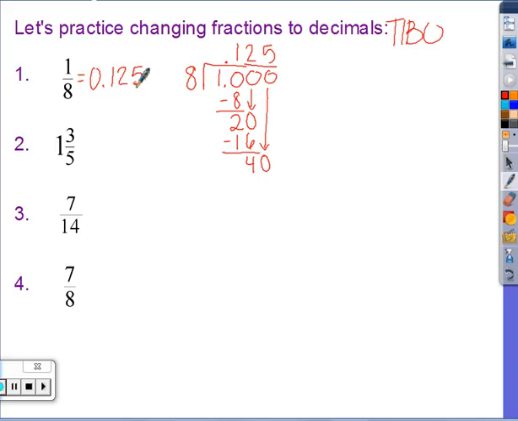So now for number 2. I want you and your partner to think about it first. How would you solve this problem? And then you can work together to change your fraction to a decimal. So for the first 10 seconds, we're just thinking. And now you may share with your neighbor and actually go ahead and solve it on your paper as well.